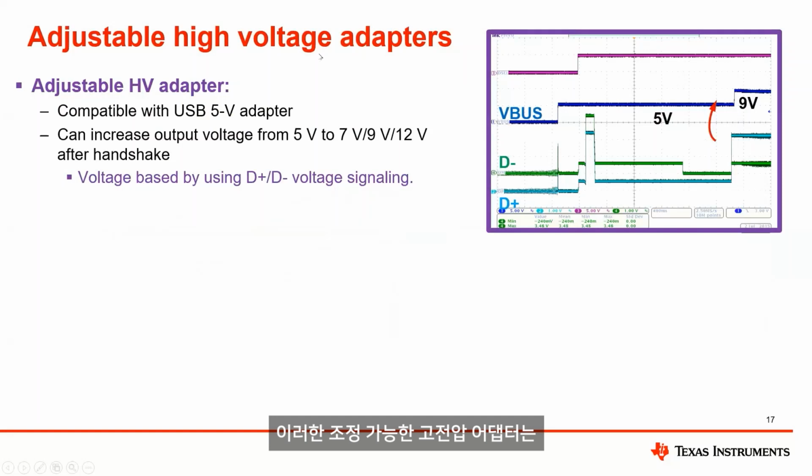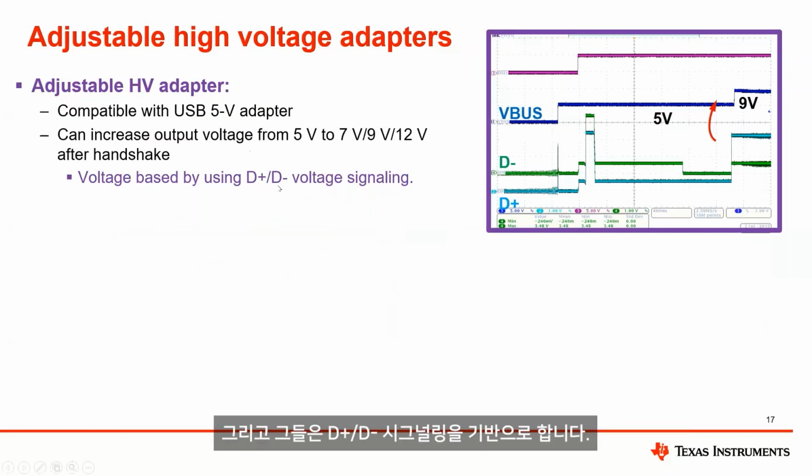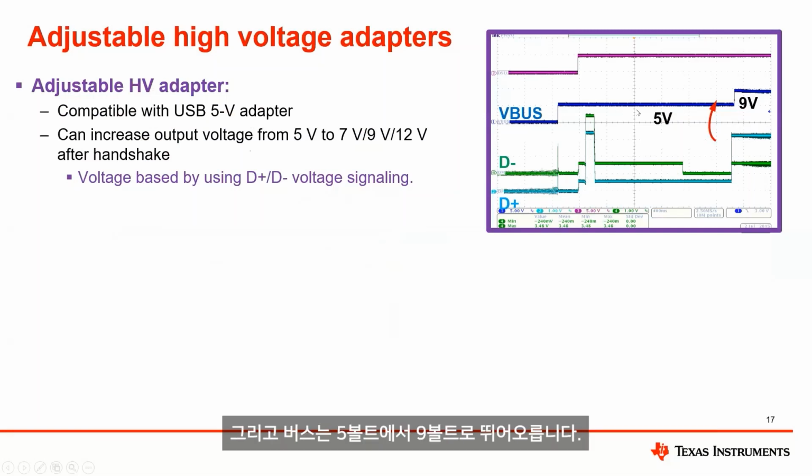So these adjustable high voltage adapters, essentially what they do is they negotiate with the input adapter through some sort of handshake, and then change their output from the USB 5 volts to potentially 7, 9, or 12, and they do that based on D plus D minus signaling. And you can see the figure over on the right how the D plus D minus lines change to certain levels, and then the bus is jumping from 5 volts to 9 volts.